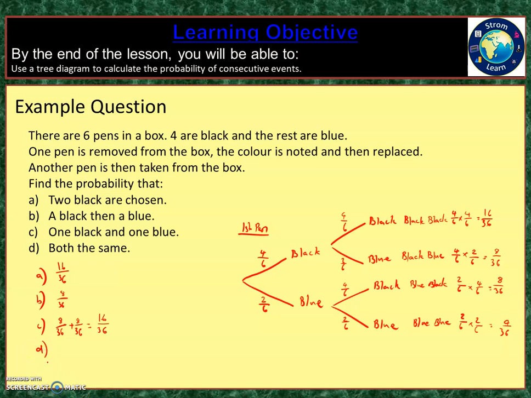Final one, both the same. So that could be black then black, which is 16 out of 36. But it could also be blue then blue, which is 4 out of 36. Add those together, 20 out of 36. And you may have noticed that all 4 of my final answers here could be simplified. I'm not going to bother because it's not expected of you to simplify fractional answers when you're doing probability work. Okay.